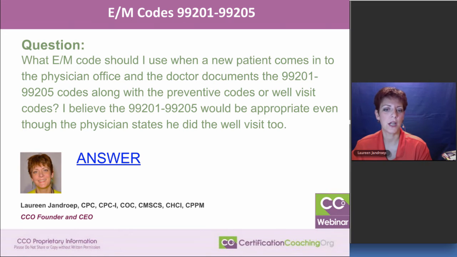What E&M code should I use when a new patient comes into the physician office and the doctor documents the 99201 to 99205 codes along with the preventative codes or well visit codes? I believe the 99201 to 205 would be appropriate, even though the physician states he did the well visit too.